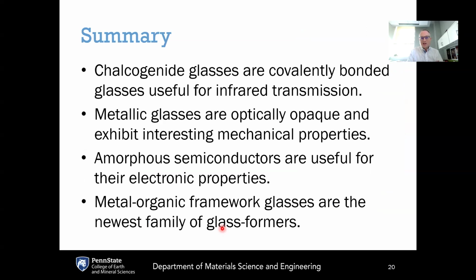So to summarize today's lecture, the first family of non-oxide glasses that we covered were chalcogenide glasses. These are covalently bonded glasses, mostly used for infrared transmission and switching. Metallic glasses are optically opaque and exhibit really interesting mechanical properties because of their lack of a crystal structure and therefore lack of crystalline defects. Amorphous semiconductors are not glasses, but they're still ubiquitous and they are used for their electronic properties. And metal organic glasses are the newest family of glasses.